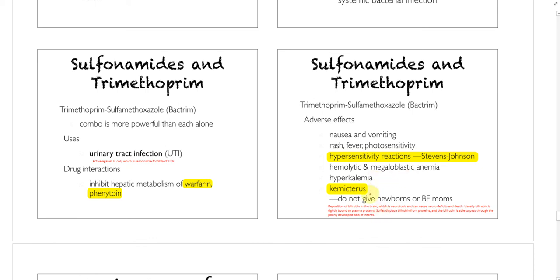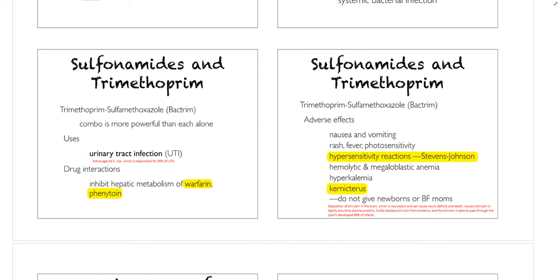Hyperkalemia, kernicterus. So we do not want to give this to newborns or breastfeeding mothers. And with kernicterus, this is where we're going to have deposition of bilirubin in the brain. And bilirubin is neurotoxic and can cause nerve deficits and death.